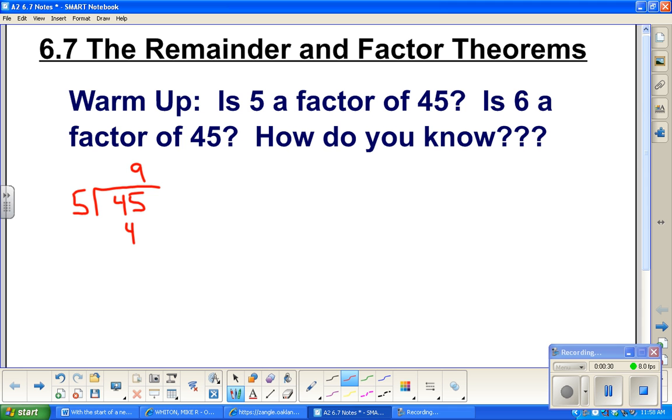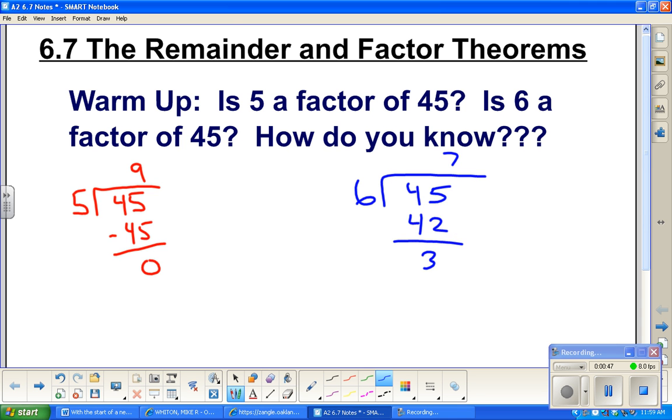Okay, and if we multiply, what happens with the remainder? 0. So it went in evenly. Okay, it goes in 9 times. But what if we tried 6 into 45? Not evenly, right? It goes in 7 times, but we have a remainder. It did not go in evenly, so it would be like 7 and 3/6, or 7 and 1/2. So it doesn't go in evenly, so that means it's not a factor.